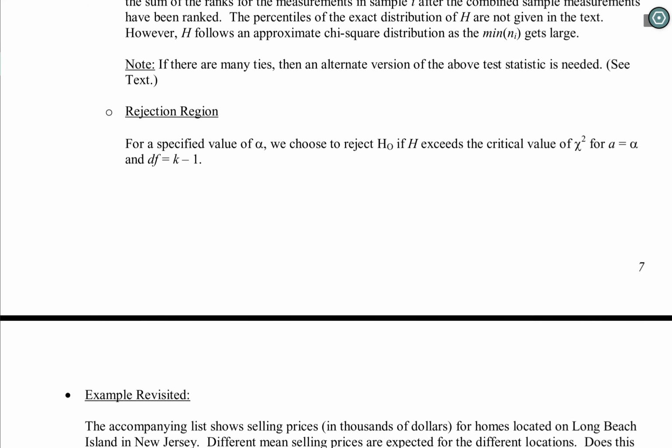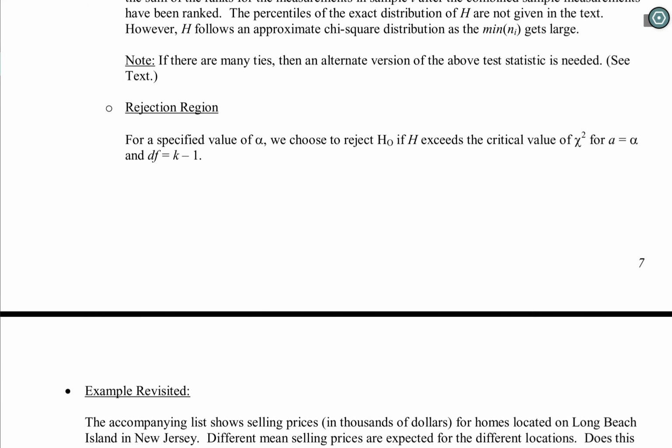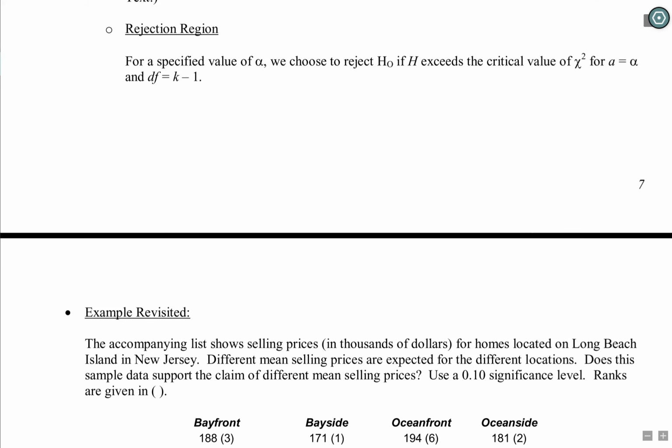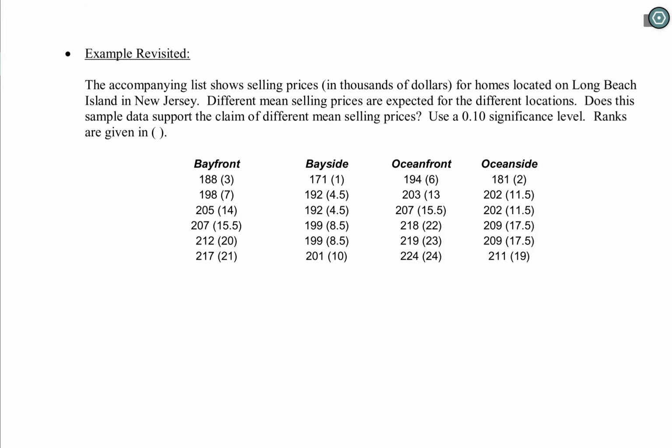The rejection region here is that we're going to reject if this H statistic is large in some sense. So we reject H naught if H exceeds the critical value of a chi-square distribution for alpha significance level and degrees of freedom equal to k minus 1.